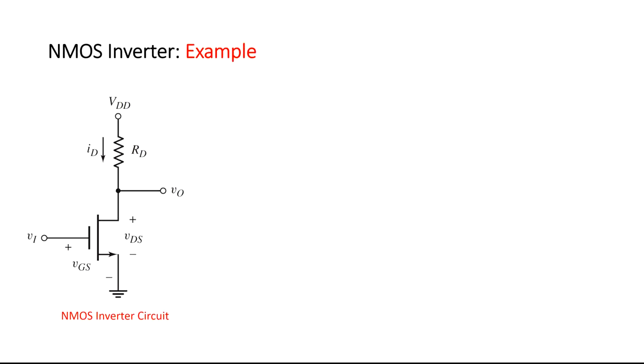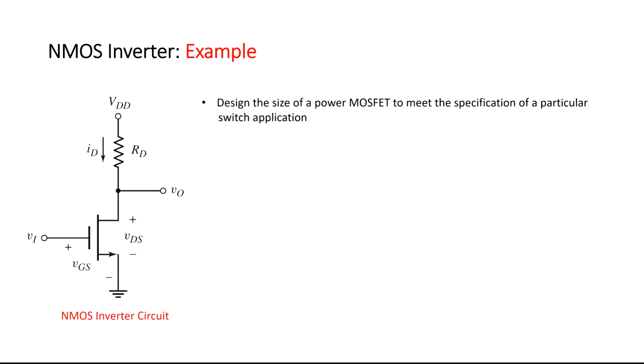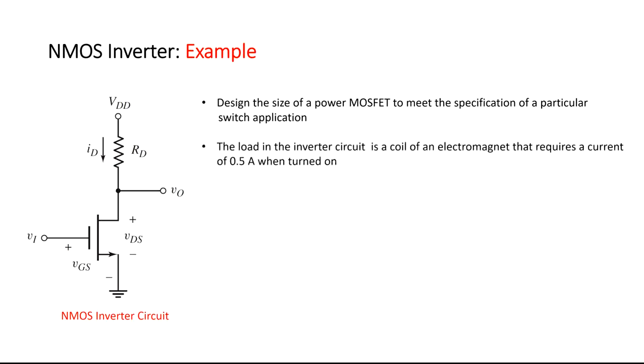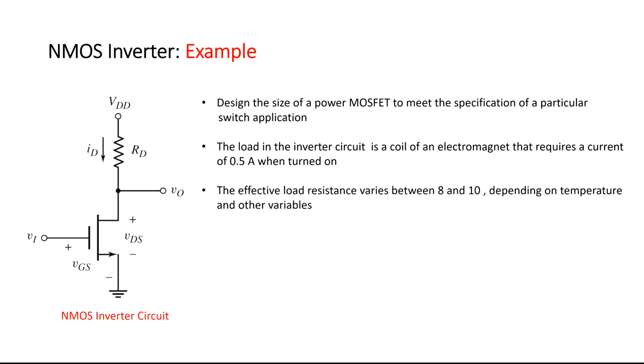In the example, we need to design the size of a power MOSFET for a particular switch application. The load in the inverter circuit is assumed to require a current of 0.5 ampere when turned on. The effective load resistance varies between 8 and 10 ohms, depending on temperature and other variables. A 10 volt power supply is available. The process conduction parameter and the threshold are given.